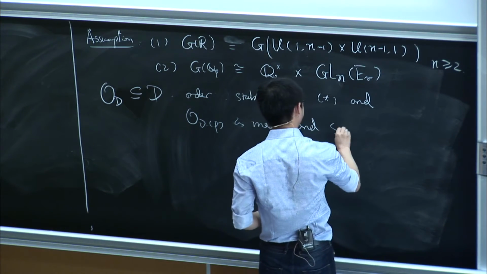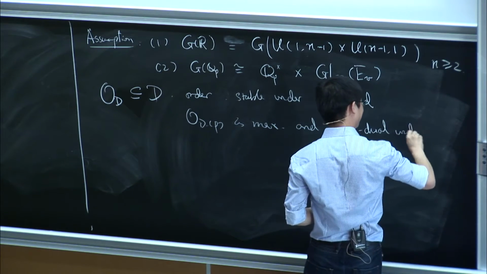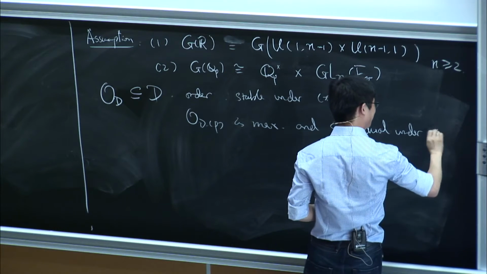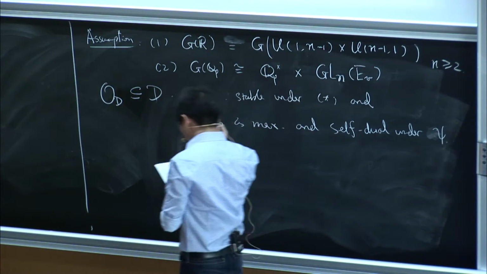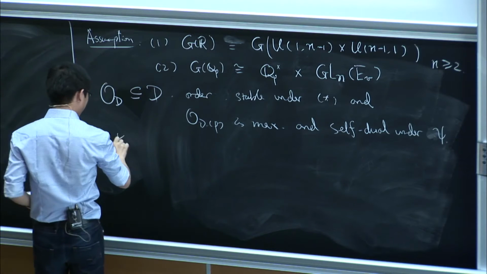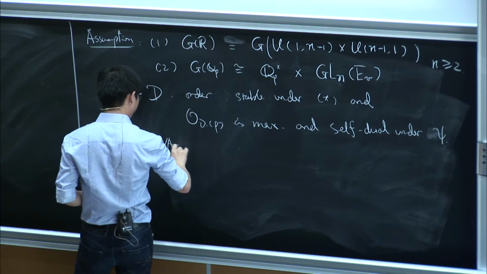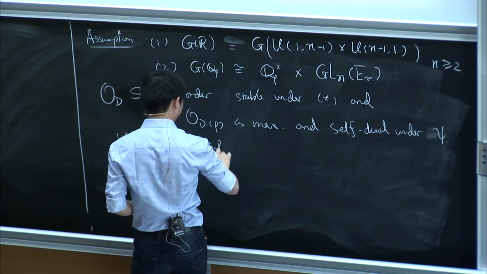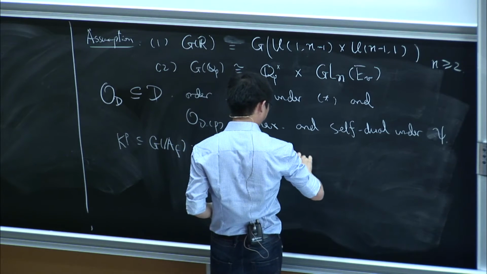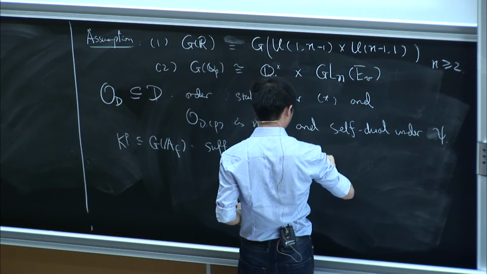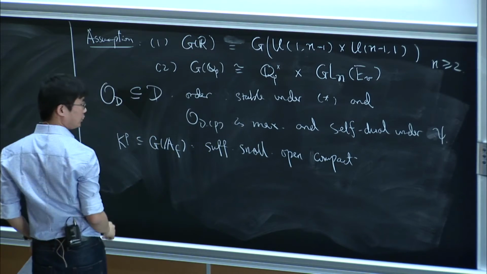Okay, so and self-dual under this psi localized at p, of course. And you also fix a tame level, a sufficiently small open compact subgroup. Okay.